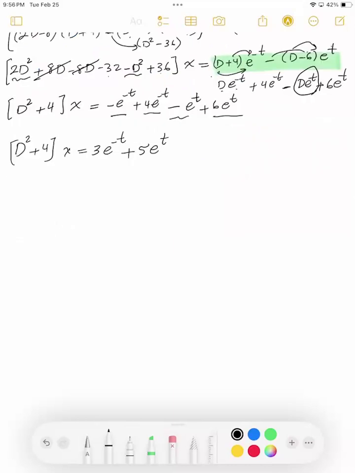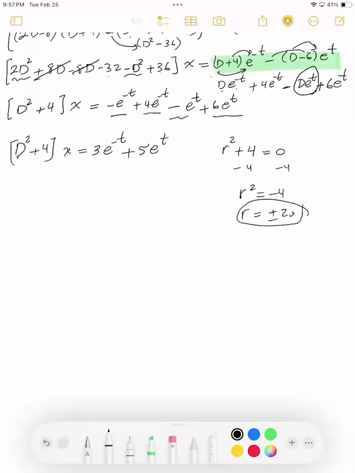Okay, so now in order for me to solve this, I'm going to write d squared plus 4 as r squared plus 4. That's what we have, d squared of x plus 4x. So we write the characteristic equation. We are trying to find a homogeneous solution, so we only solve r squared plus 4 by subtracting 4 from both sides. We get r squared is minus 4, or r is plus or minus the square root of negative 4, which gives us 2i.